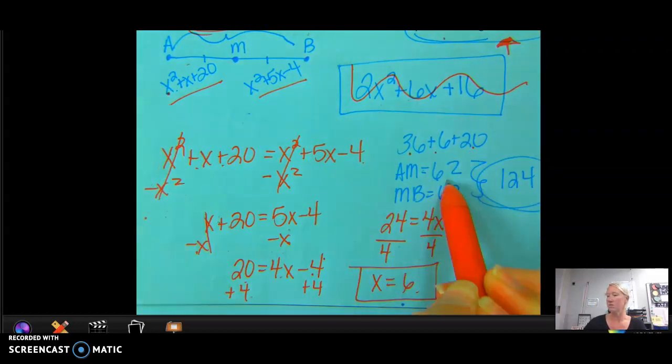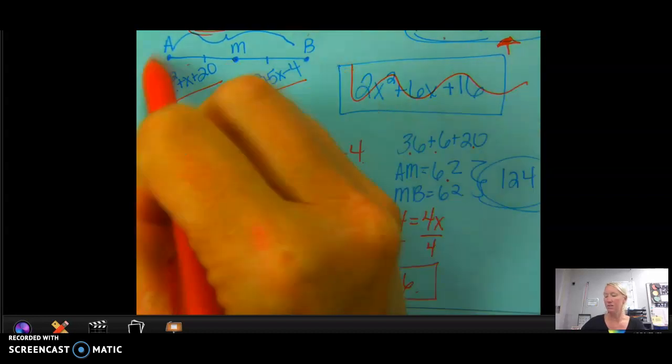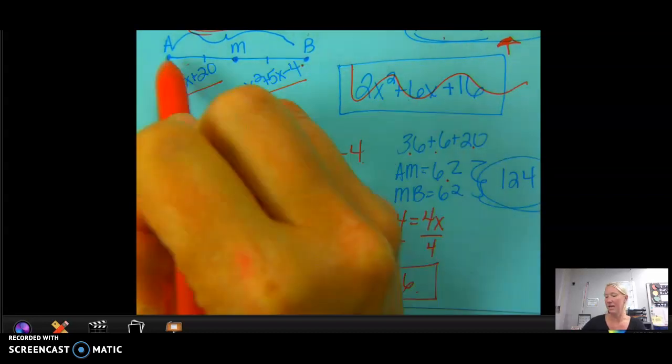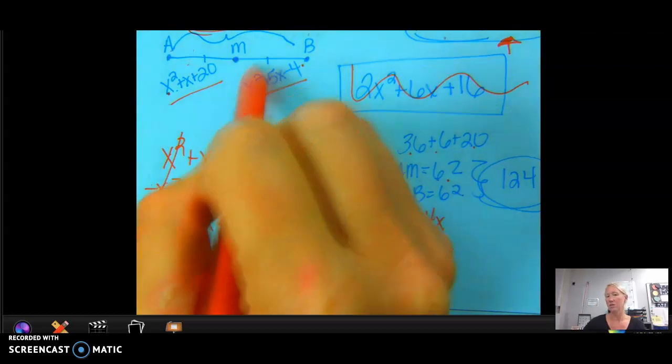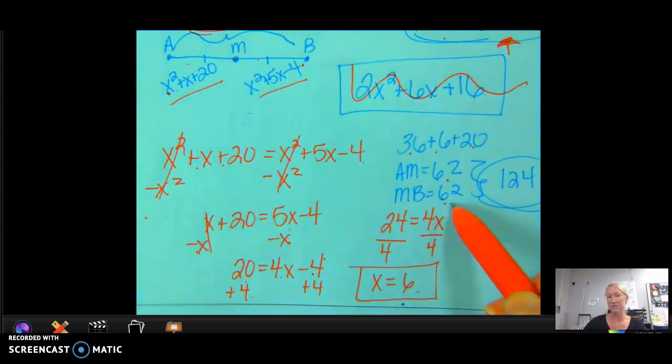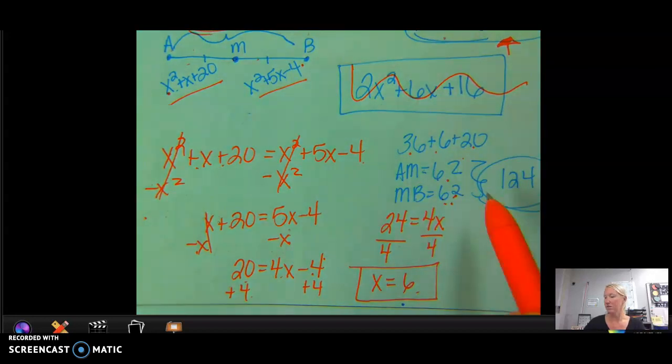That gives me 62. If M is the midpoint of this entire segment, that means whatever AM is, MB will also be that. So MB is 62. Then I just combine those two, and I get 124 for the length of AB. Okay, so I apologize about that. That was completely my fault.